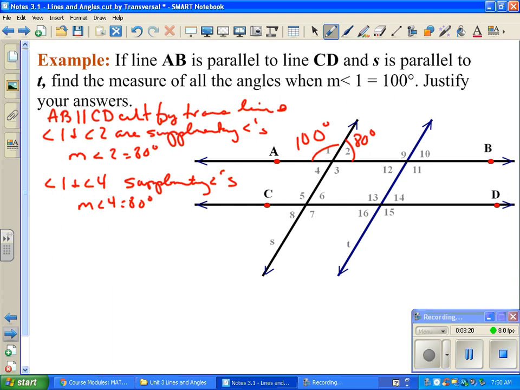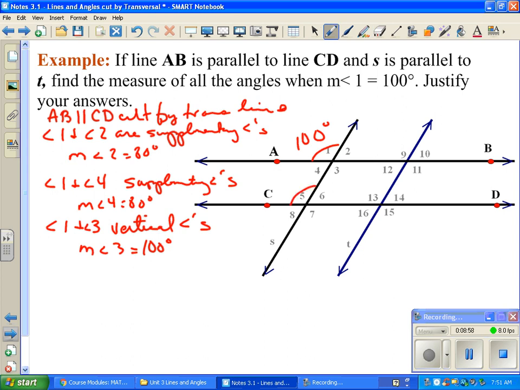So now that we've done those two, let's focus on angle 1 and compare it to angle 3. Now angle 3 is across from it at the same intersection. Therefore, angle 1 and angle 3 are vertical angles, and that makes the measure of angle 3 100. Now you can continue around the picture comparing angle 1 on the same line.